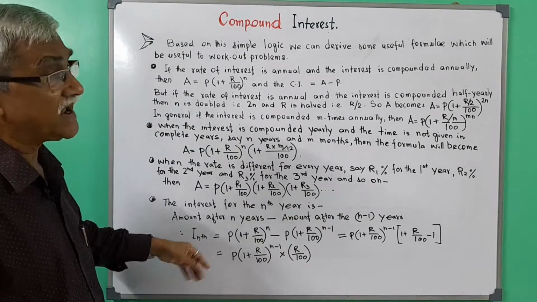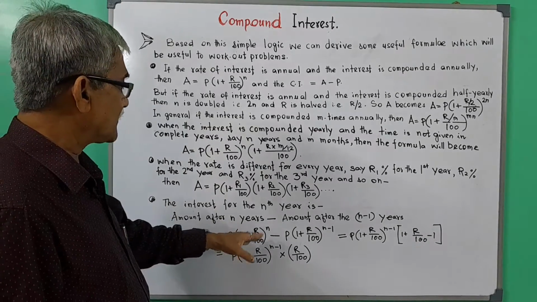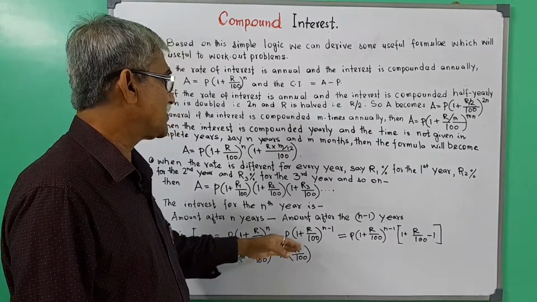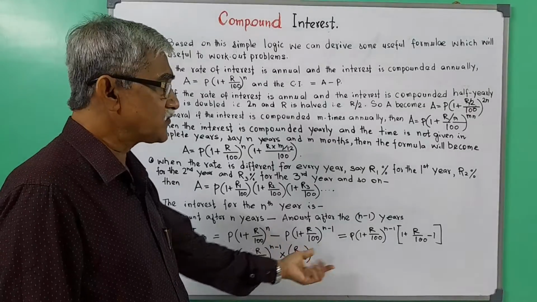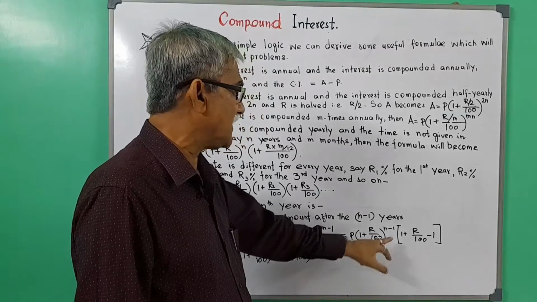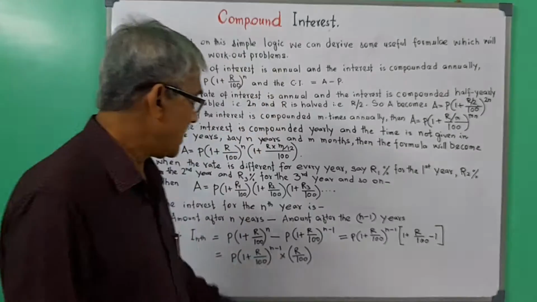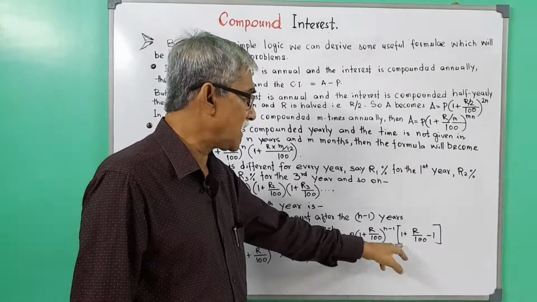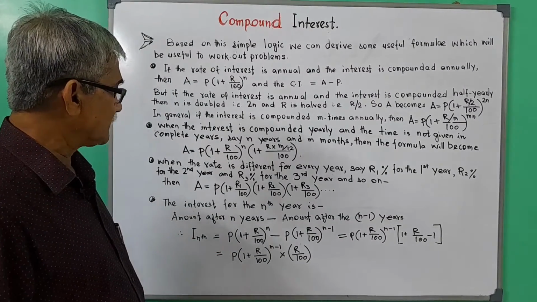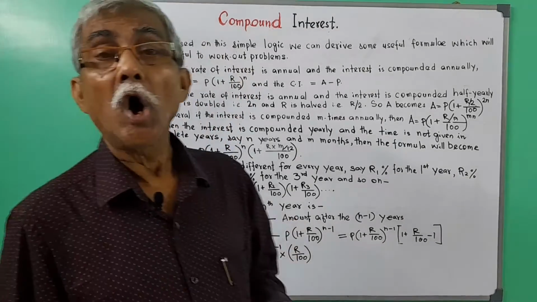So the interest in the nth year equals P into (1 plus R upon 100) to the power n, minus P into (1 plus R upon 100) to the power n minus 1. Just simplifying it, we are taking common P into (1 plus R by 100) to the power n minus 1. From the first part it becomes 1 plus R upon 100, and from the second part it is minus 1. So this plus 1 and minus 1 cancel out, and the formula finally becomes P into (1 plus R upon 100) to the power n minus 1, into R upon 100.